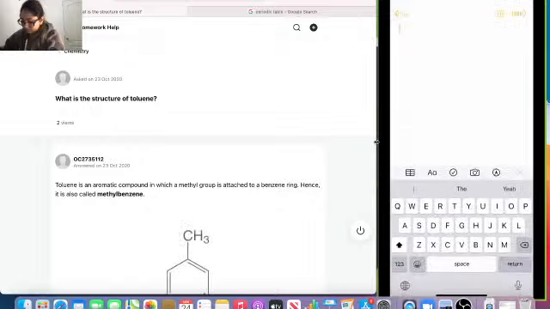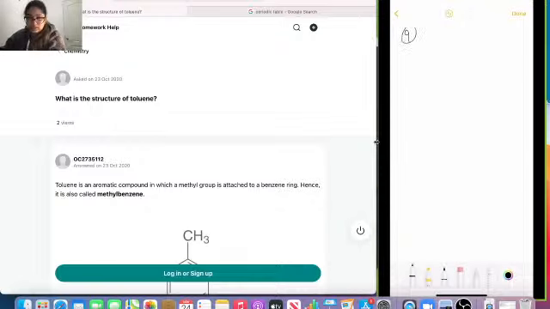Okay, our 9th question says, what is the structure of toluene? Toluene is basically an aromatic hydrocarbon. It consists of carbons and hydrogens. I'm just giving some background information about this hydrocarbon. It's colorless.